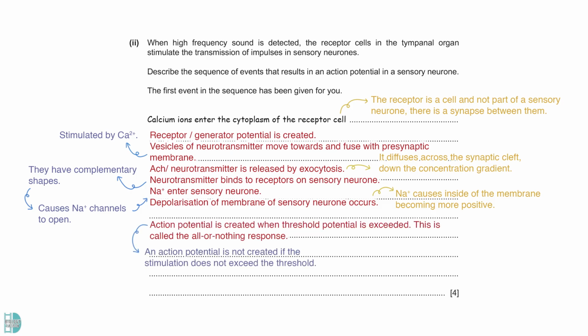The action potential is created when the threshold potential is exceeded. An action potential is not created if the stimulation does not exceed the threshold. This is called the all or nothing response or principle.